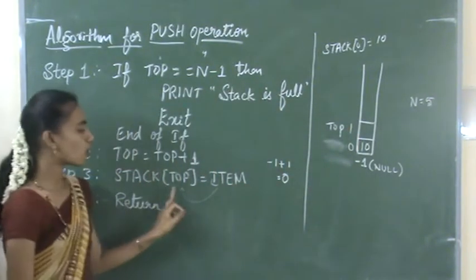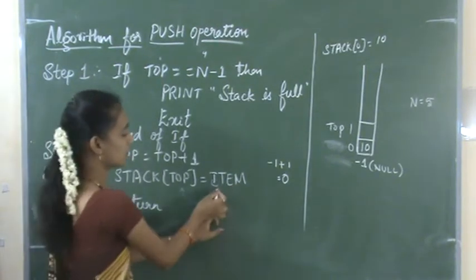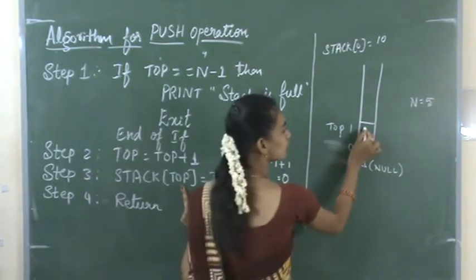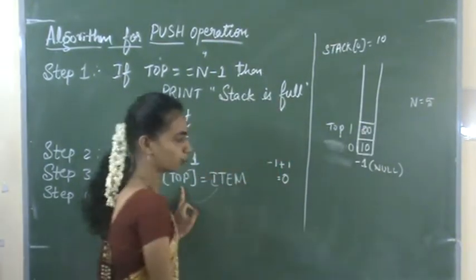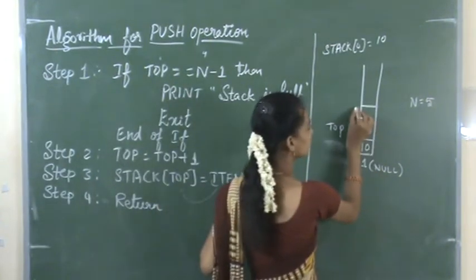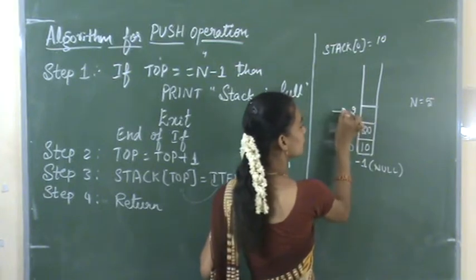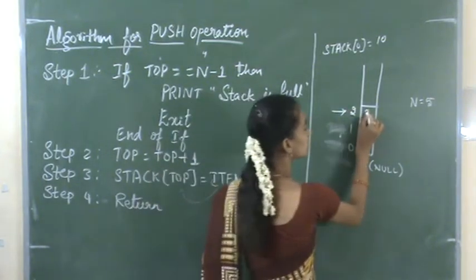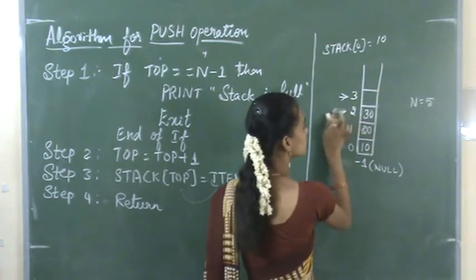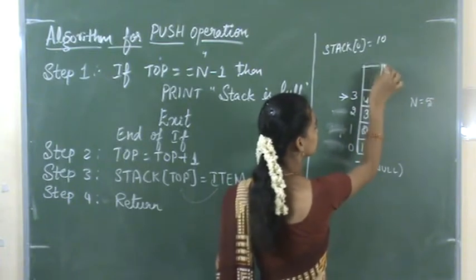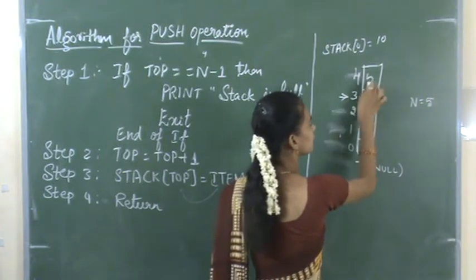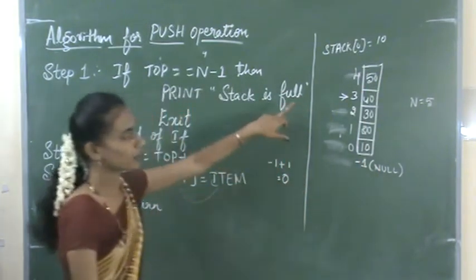Now stack of top equals item. So we insert an item where the top indicates. Now the top is here, so I insert some value. Again the loop repeats and it increments the top value. Now top becomes 2, and I insert some value here. Again it increments the top value, top becomes 3, and I insert some value. Again the top is incremented, that is 4. So now the top is 4.